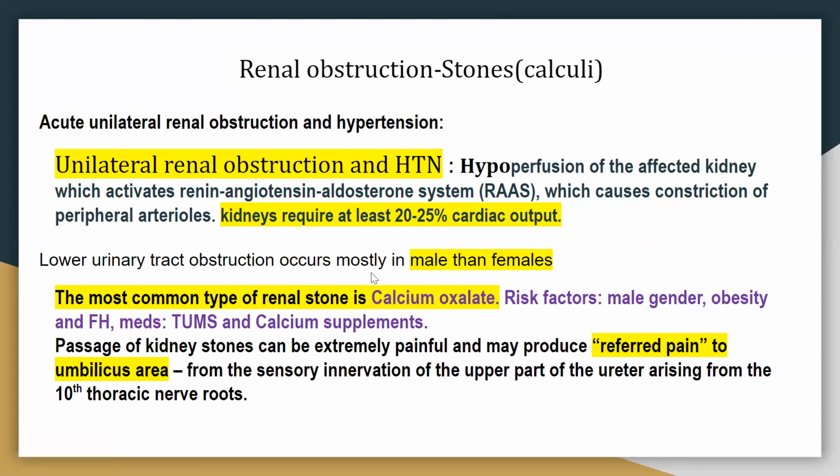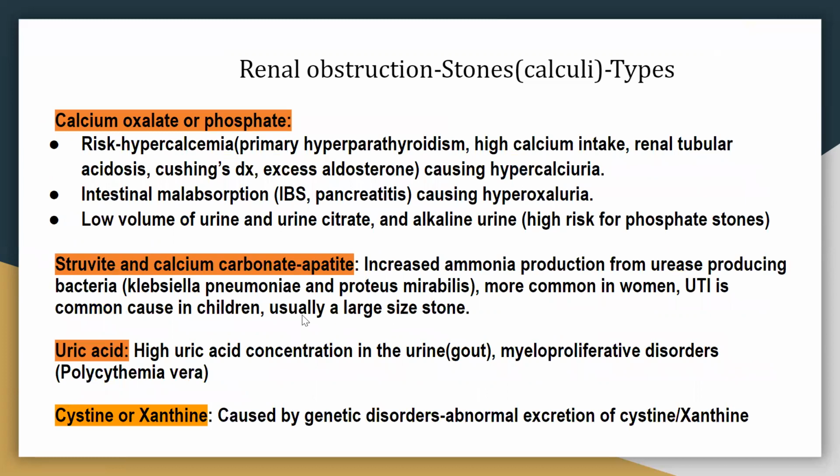Lower urinary tract obstruction is common in males than females. And keep in mind, if you have a kidney stone related question, know that the most common type is calcium oxalate. Make sure you ask the patients if they're on any supplements. Tums has 500 milligrams of calcium. So if they use that over the counter, that is a high risk for calcium stones. And when there is a referred pain related question, look for answer choices like umbilical area. That means the kidney stones have passed. Okay, that's this one. And I have described 4 different types of renal stones in here. So this is the description of those.